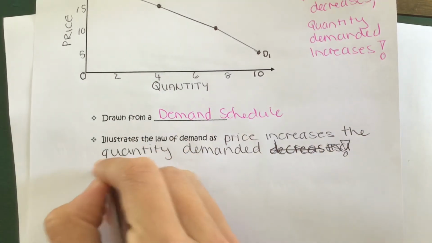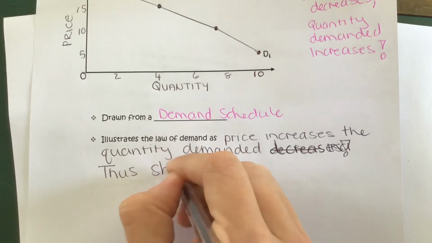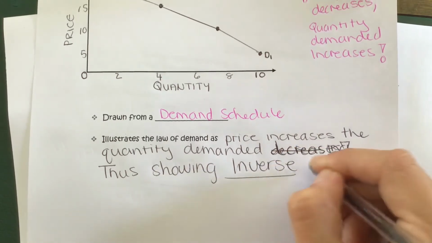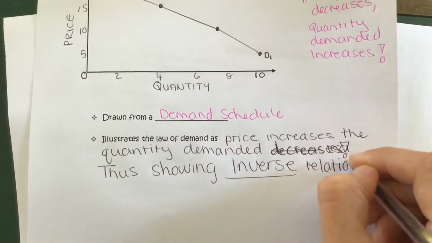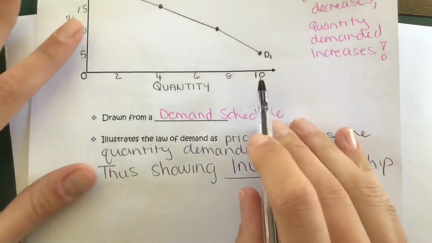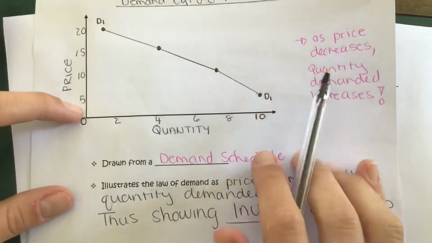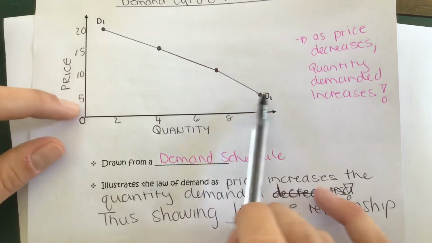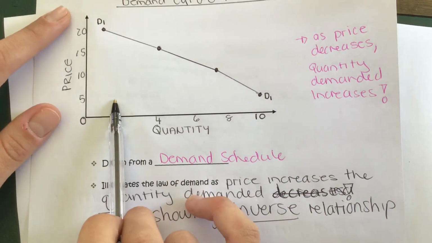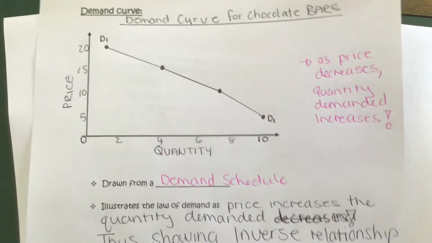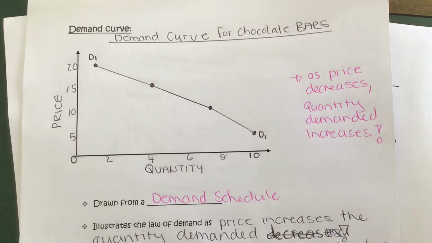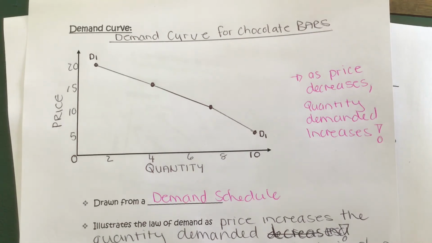Okay, and that means thus showing that inverse relationship we were talking about. Okay, so you can see it here. As the price is increasing, 5, 10, 15, 20, look what's happening to the quantity demanded. It is decreasing. Okay, so that is how you would draw a demand curve. Nice and easy.